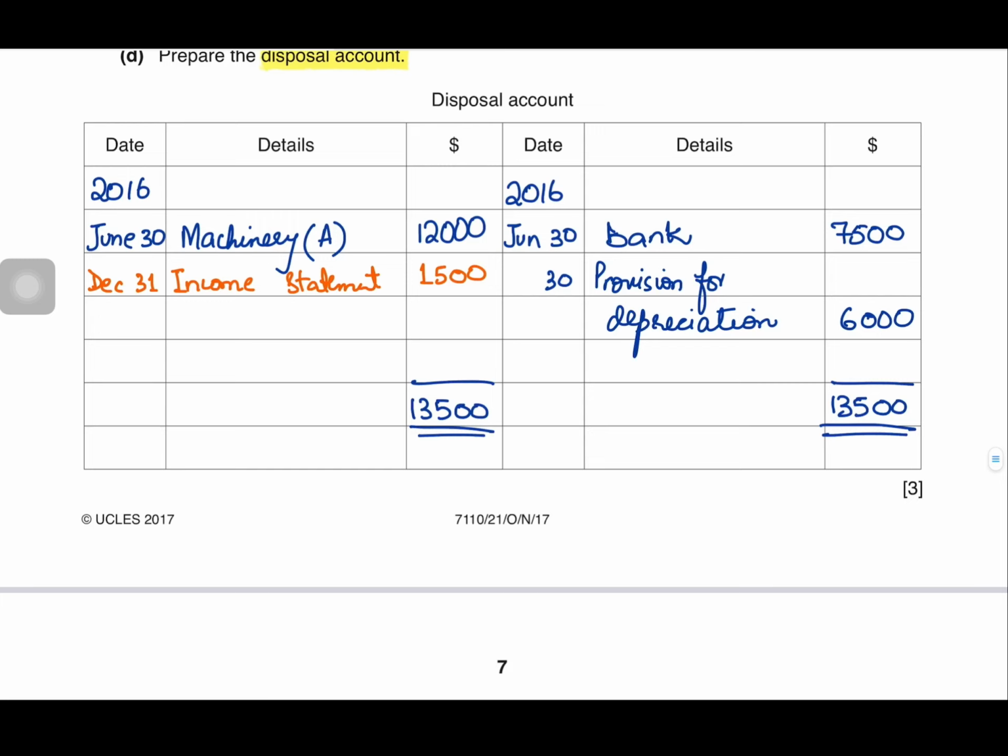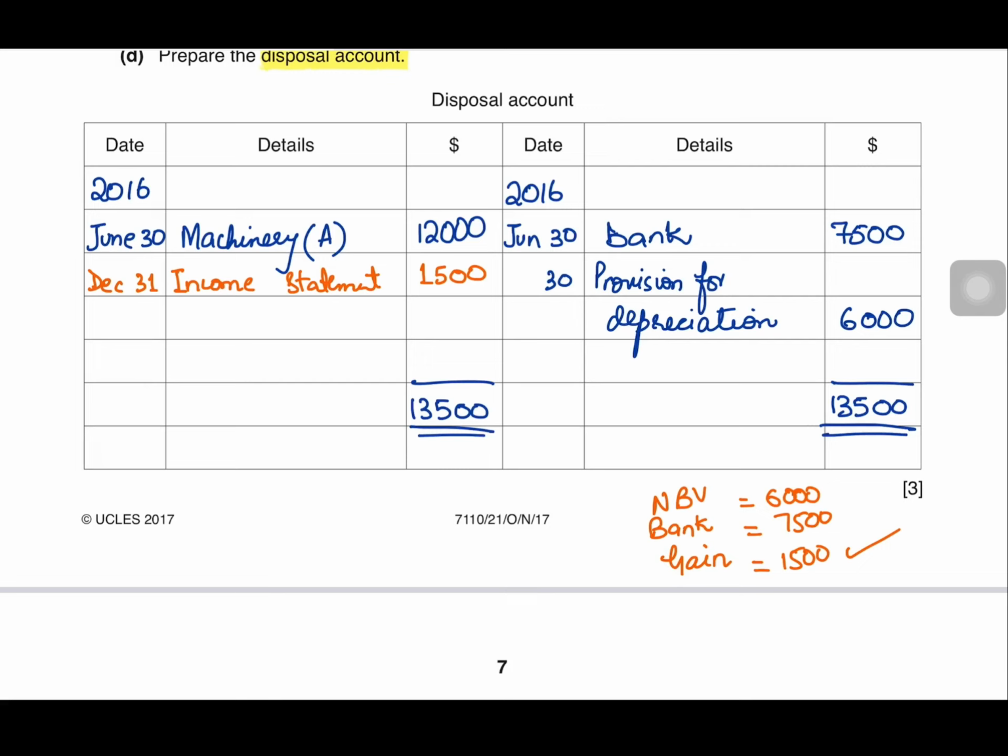What was the cost of this asset? The cost was $12,000, and by the time of its disposal, it had been depreciated by half of its value. So the net book value was how much? It was $6,000. $12,000 less 6,000 is 6,000 net book value. However, what are we receiving? We are receiving against this value of asset 7,500. So that is more than its net book value, and that is how we have earned a gain of $1,500.